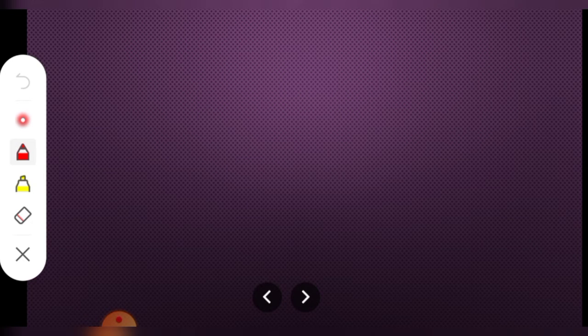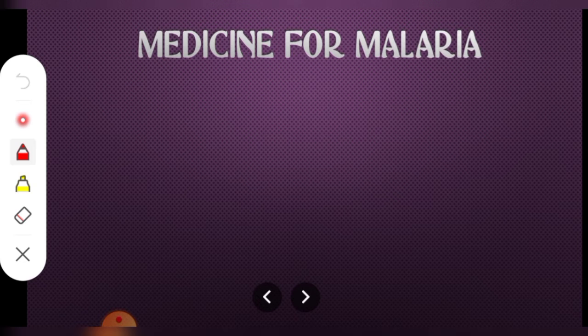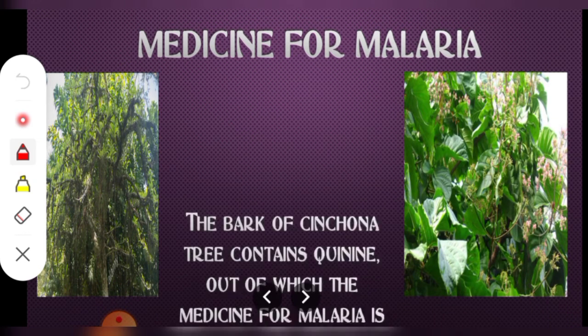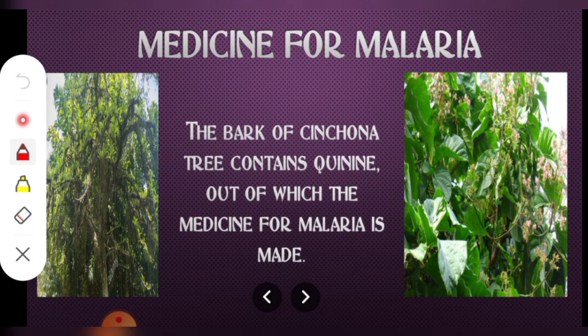Now, when we have talked about the symptoms and the disease, it's time to talk about the medicine for malaria. Basically, the bark of the cinchona tree contains quinine, out of which the medicine for malaria is made.